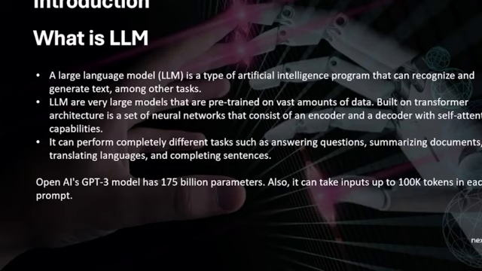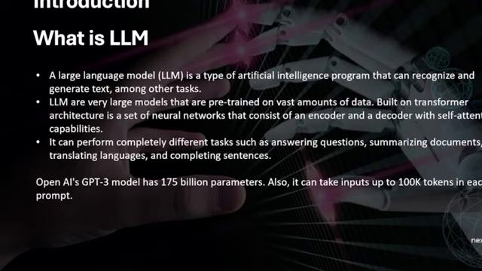Introduction: what is a large language model? A large language model is nothing but a simple machine learning and deep learning neural network. The same architecture is followed here, but the new introduction is that it is equipped with the transformer. A large language model is a type of artificial intelligence program that can recognize and generate text, among other tasks. So this large language model is mainly concerned with textual data.